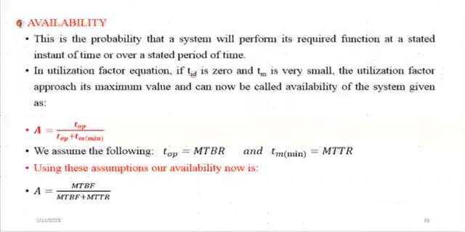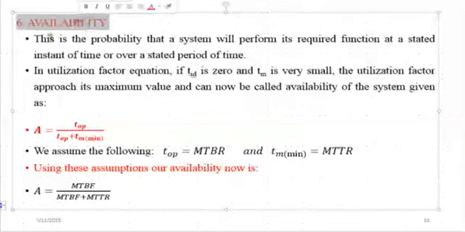Another item that has to do with maintainability we call reliability. The reliability is the availability. The availability, we have already defined while we were introducing the course. It is the probability that a system will perform its required function at the stated instant of time or over a period of time.